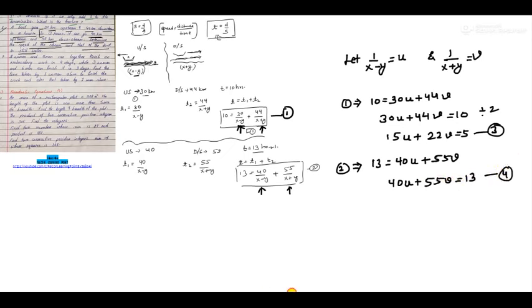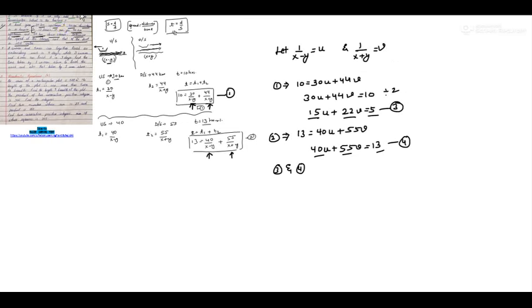Now you have to solve 3 and 4. If you look at the coefficients, they are a little bigger, correct? You can't do it using elimination and substitution. The calculation will be lengthier, correct? It will be very difficult to find it using those two methods. So here you have to use the cross multiplication method. Okay, I hope you know that.